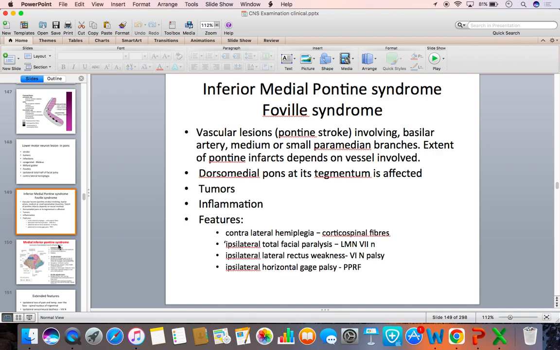Besides, there is parapontine reticular formation in the medial pons, which is also affected, resulting in ipsilateral horizontal gaze paralysis. If you remember the structures located in this part of the pons, it's very easy to understand the clinical presentation. These are the features of Foville syndrome.